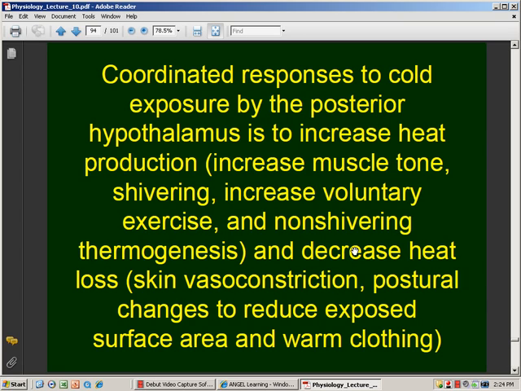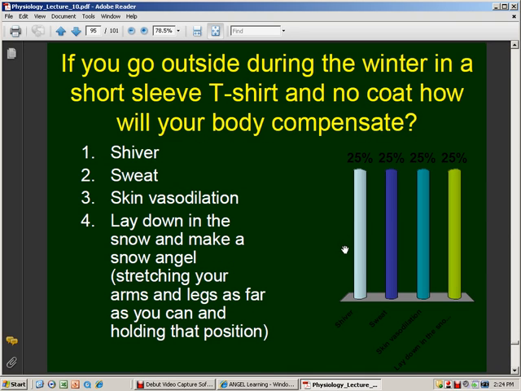Right? So if you're trying to decrease heat loss, you vasoconstrict, and you make postural changes. What did I just tell you? If you're trying to decrease heat loss, what do you do posturally? Curl up in a ball, fetal position. And it's because of the back part of the hypothalamus.